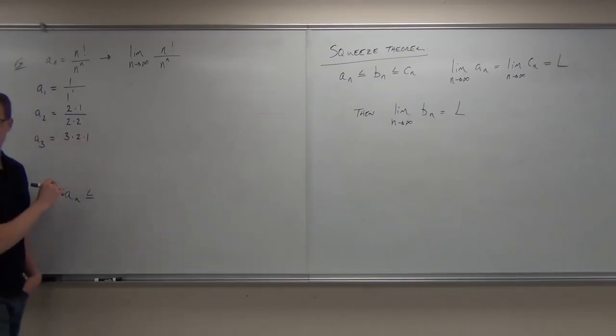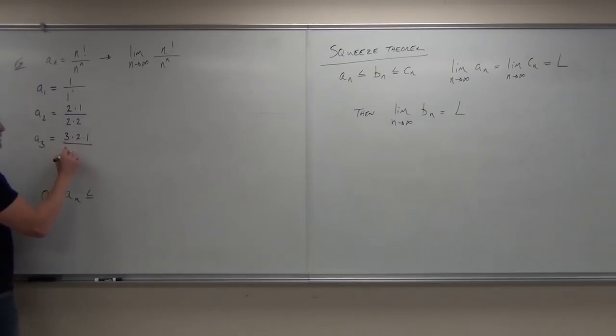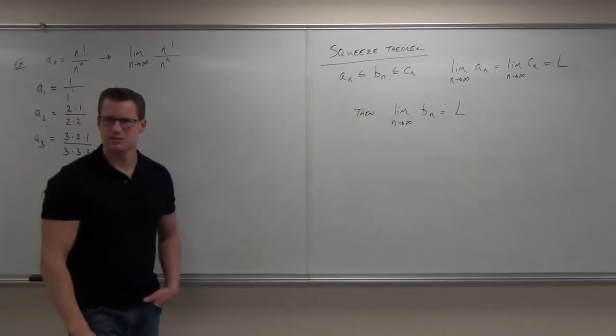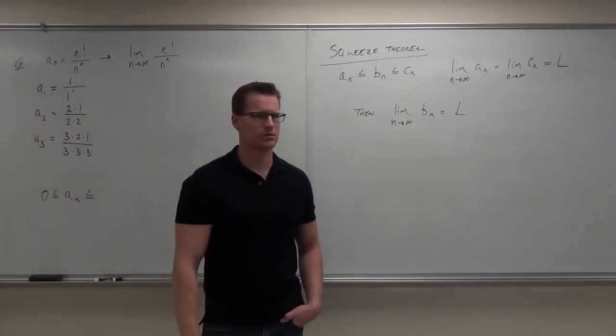A sub 3 gives me 3 times 2 times 1. Do you guys know what factorial means? 3 times 2 times 1, over 3 to the third, right? But that would be 3 times 3 times 3. Does that make sense to you?